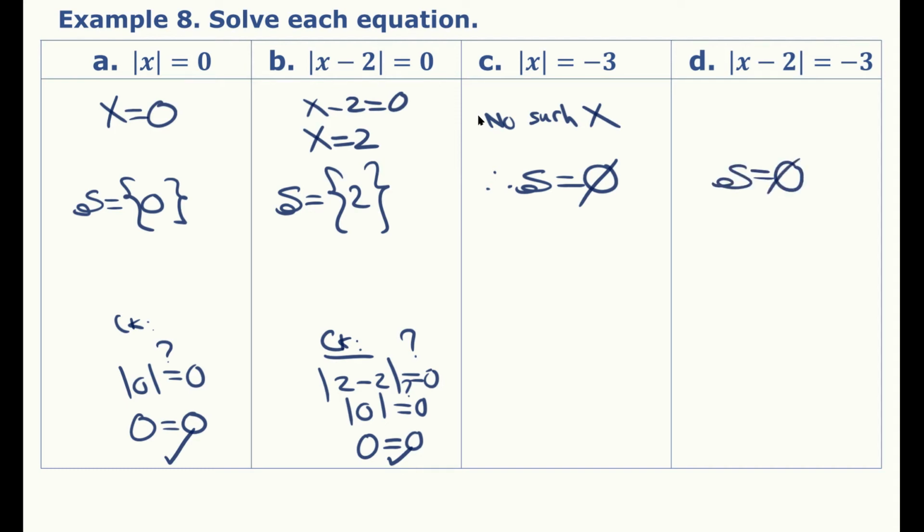Here you would say no such x minus 2, which is of course indicative of the fact that there's no such x either. All right, because if there is such an x minus 2, then just add 2 and you'll get the right x value anyway, right? So in both of these cases, the solution set will be empty.